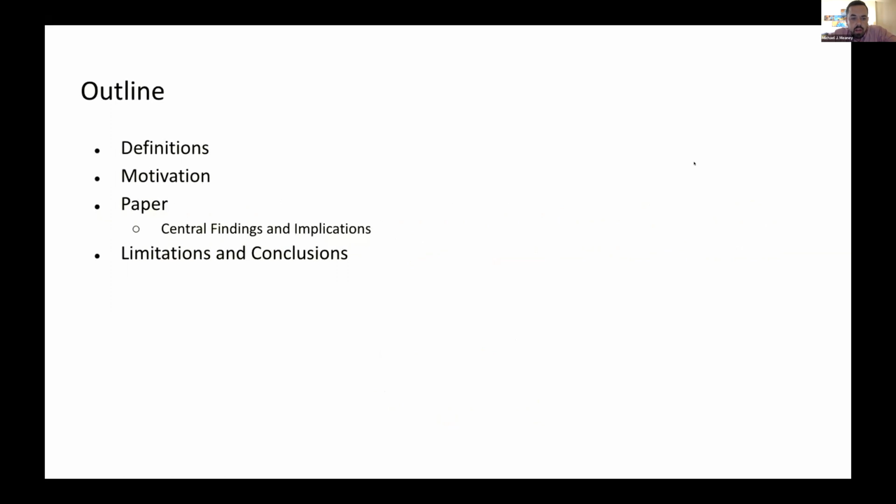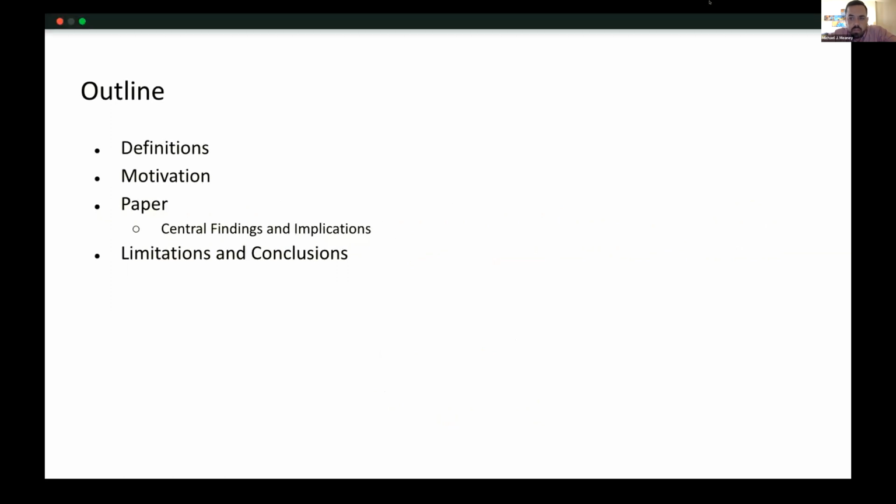A quick outline. I'm just going to say something briefly on some of the definitions I'm using. I will spend some time on what motivated this work and motivates my work more broadly. Then I'll share the central findings of the paper and then talk about some of the limitations and conclusions.